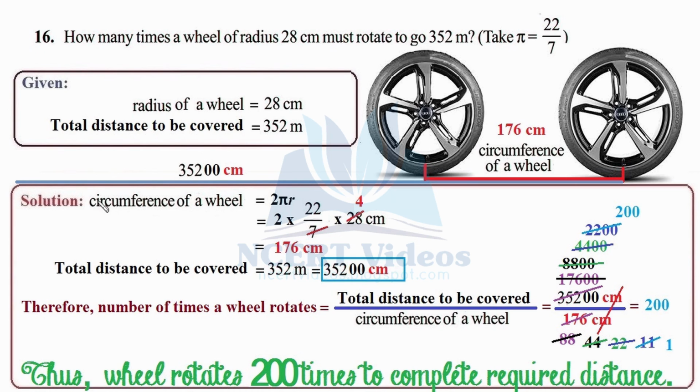So visualize it. This is the complete distance, that is 352 meter. And also remember one thing in every question, the units must be the same. Here they are not the same, we have centimeter and meter. So we will convert this meter into centimeter, and you know very well 1 meter equals 100 centimeter. So if we convert this into centimeter, we will fix 2 zeros to it. So we have done the same.